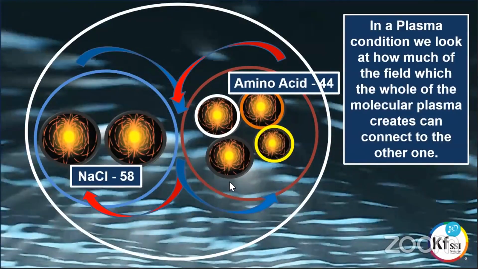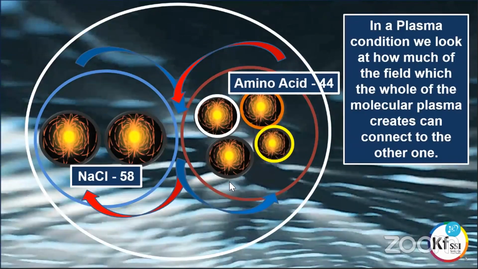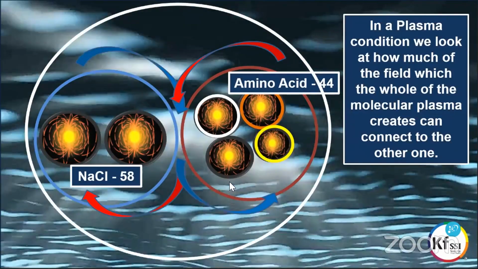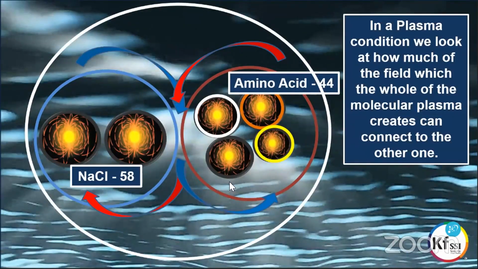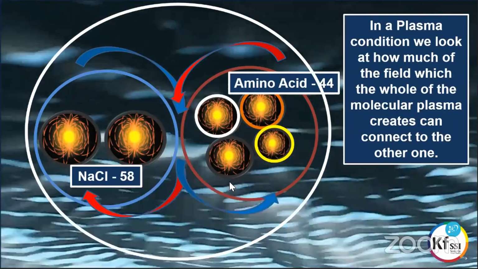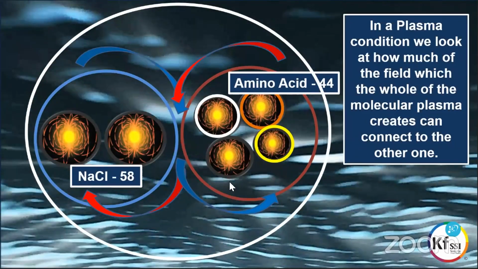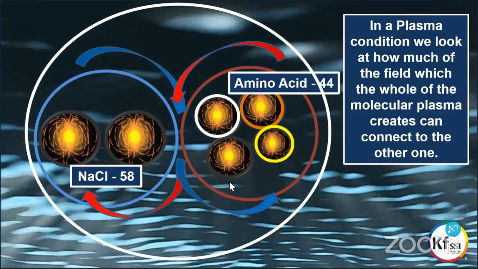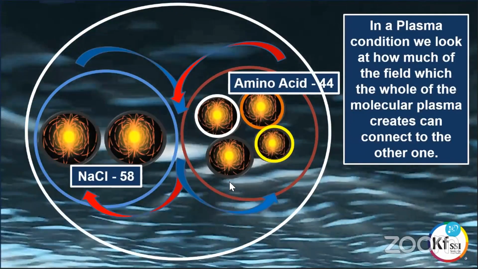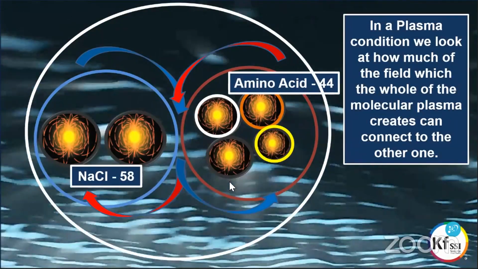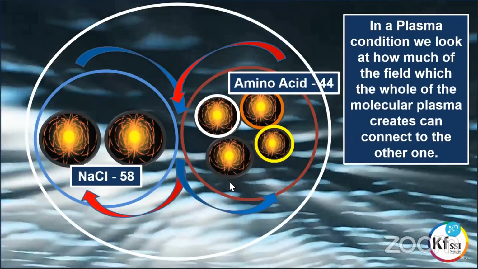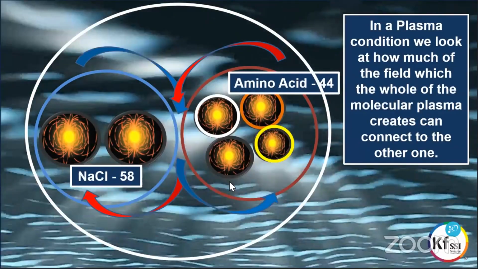In a plasma condition, we look at how much of the field which the whole molecular plasma creates can connect to one another. So you look at the sodium chloride and amino acid, and it's the fields of the two that begin to interact, find a match and bond, and together they create that new structure. One has to start understanding it's not the chemistry that we've always understood. It's a totally different way of understanding what's happening within our body, within the plasma condition in the Gans state.